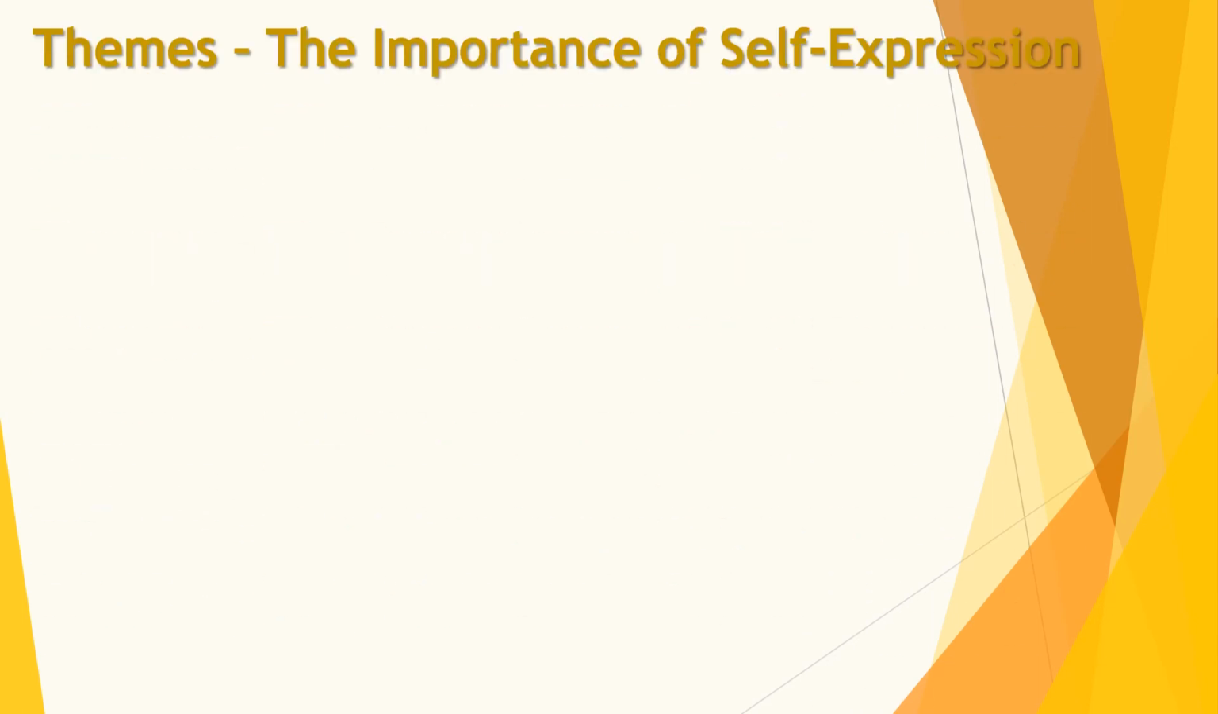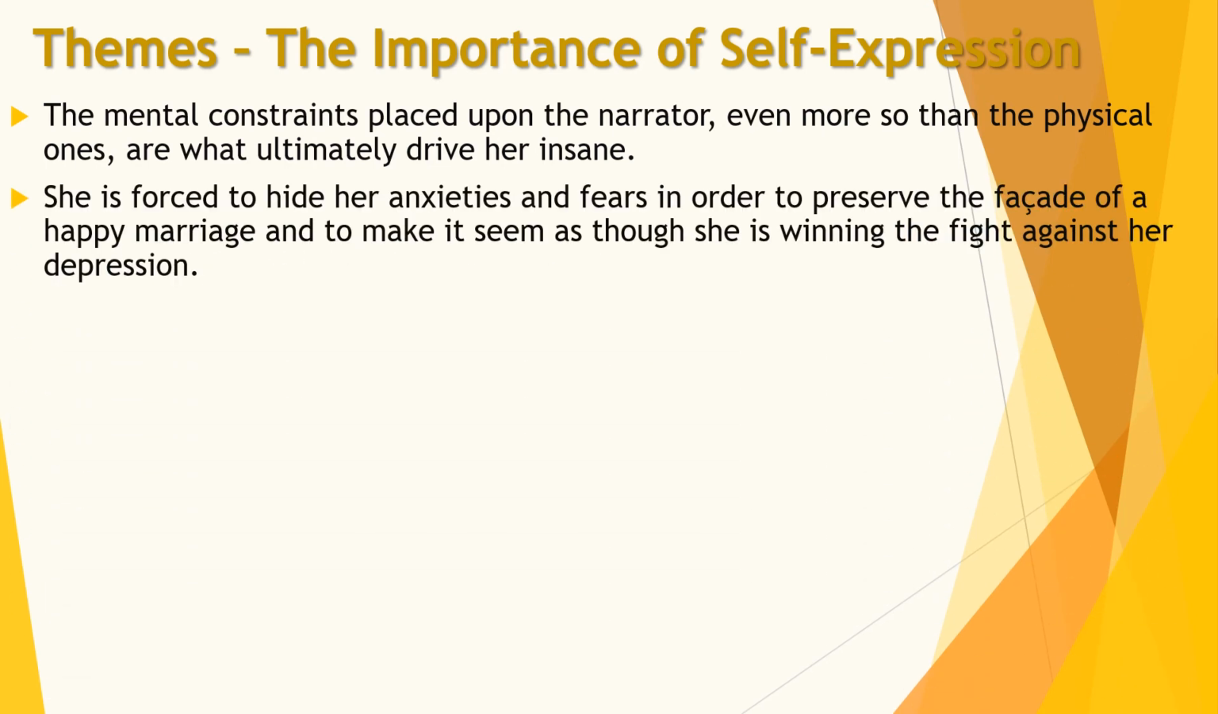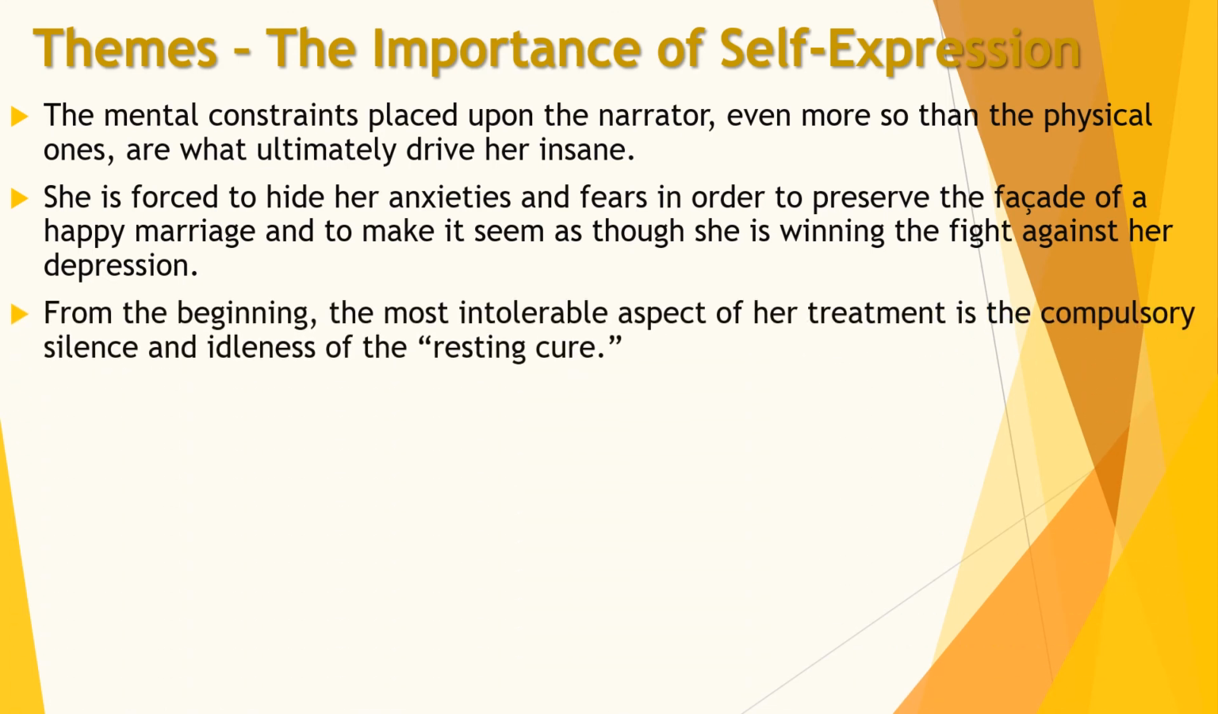Now, the second theme we look at, the importance of self-expression. The mental constraints placed upon the narrator, even more so than the physical ones, are what ultimately drives her insane. She's forced to hide her anxieties and her fears in order to preserve this facade that she has a happy marriage and to make it seem as though she's winning the fight against her depression.